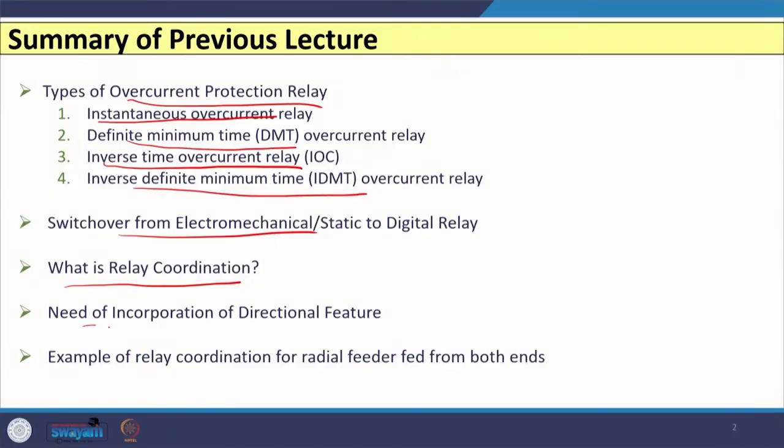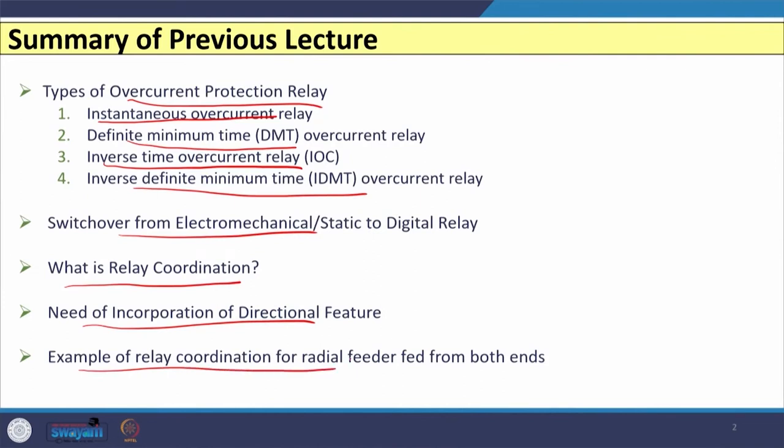Then we have discussed the need for incorporating a directional feature. Whenever we have a radial feeder fed from both ends, or when multi-source networks are available, we have to go for directional relays. Wherever there is a point where fault current reverses, those relays must be directional in nature, whereas the other relays may be bidirectional or non-directional. We discussed this for a radial feeder fed from one end, and it is also applicable to parallel feeders, cascaded parallel feeders, ring networks and so on.